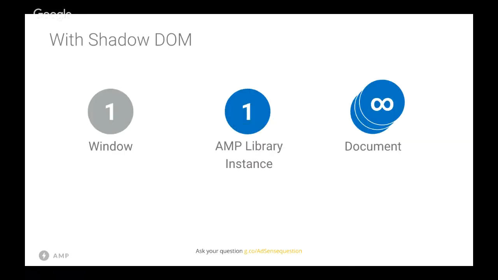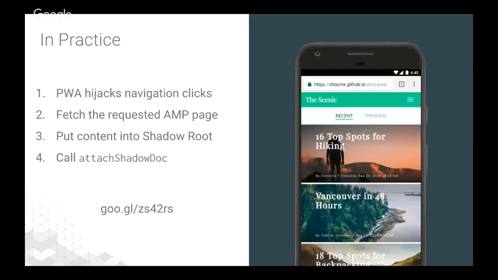So in this case, it comes to the rescue because what it does is that you load the AMP library just once, and that makes everything faster and smoother. The details of which we're not going to go into here, but you can check it out on the link that is displayed here. What happens is that the PWA hijacks the navigation clicks and fetches the AMP page. Right.